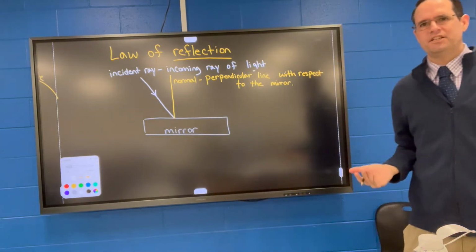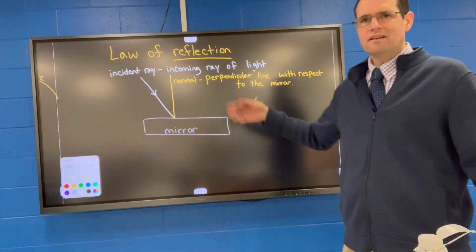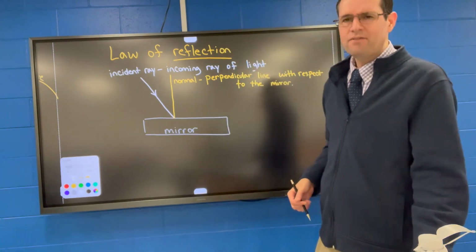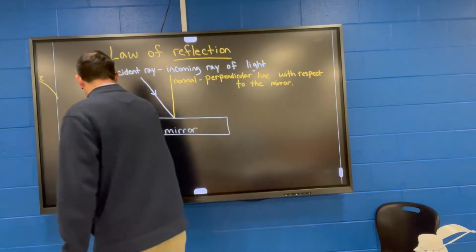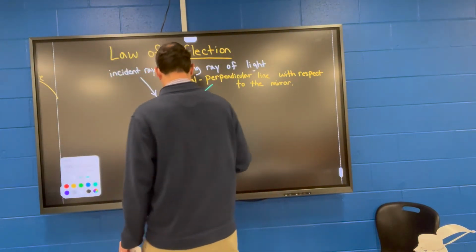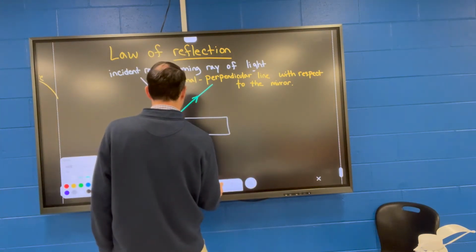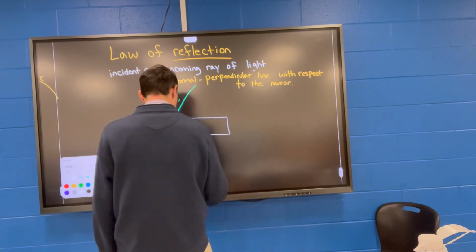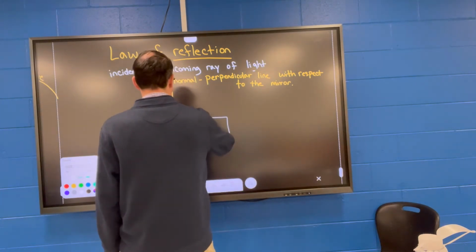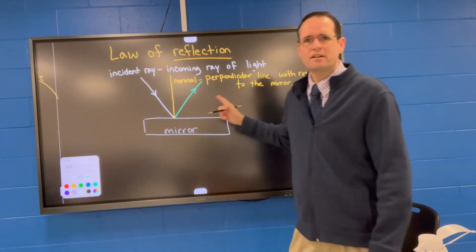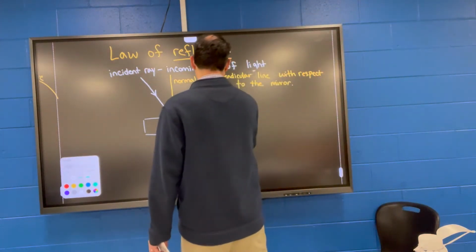And it's imaginary, okay? No light is coming in or leaving at that point. Now we have something called the reflected ray. Angles are a little off there. Let me fix that. Okay, that looks better. So in blue here, this is the reflected ray.